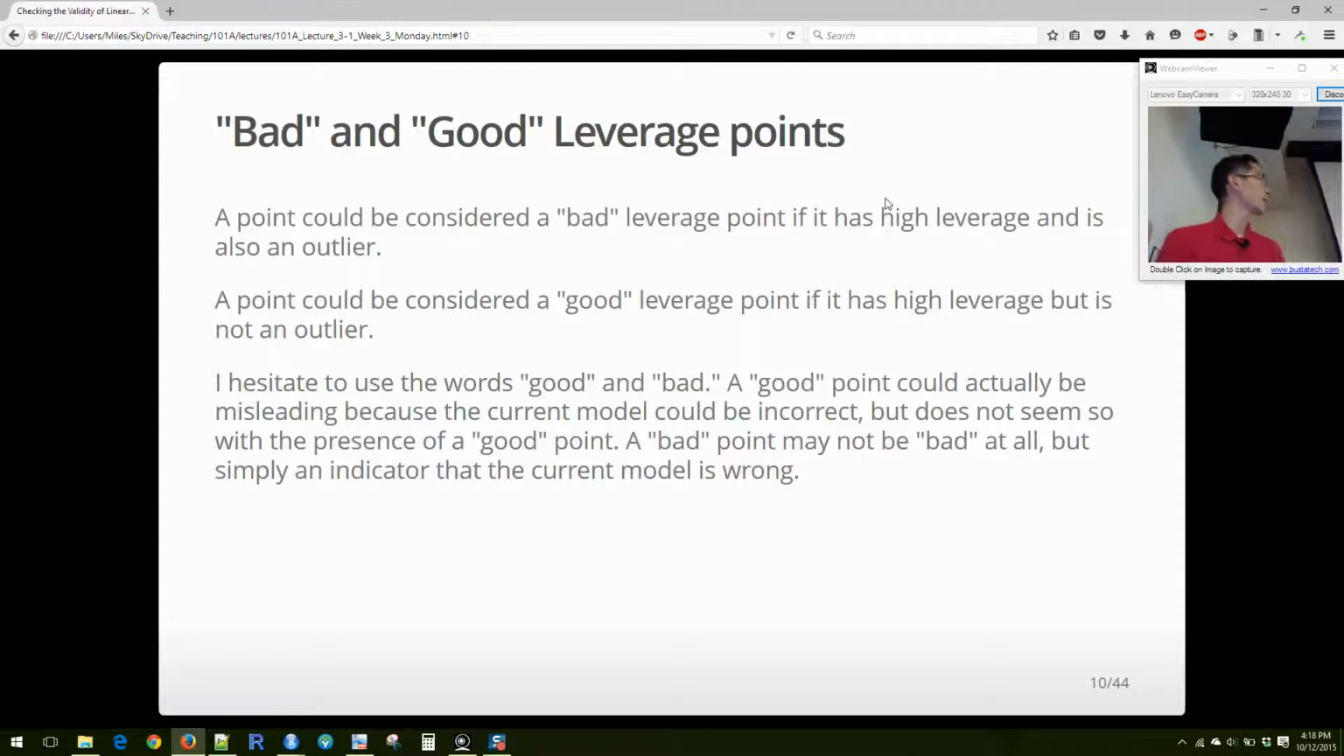We can kind of label these as bad and good leverage points. And we would say a leverage point is a bad leverage point if it has high leverage and is an outlier, okay? And it could be called a good leverage point if it has high leverage but is not an outlier. And these are kind of terrible definitions for what bad and good leverage is. And that's because, you know, a good leverage point, quote unquote, could actually be a misleading point. Your model might actually not be the correct model to use, but a good leverage point might mislead you into thinking that it's okay. And meanwhile, a bad leverage point may not necessarily be bad, but just an indicator that something is wrong with your model, which ultimately is a good thing because that leads to you refining your model, okay?